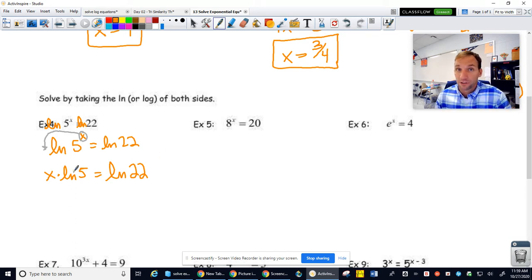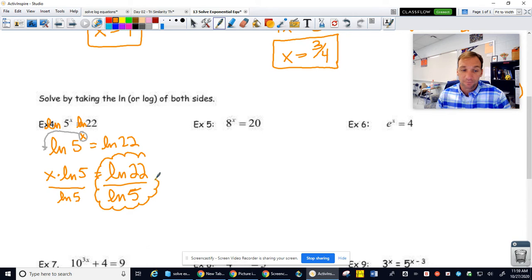So this just becomes a multiplication-division problem, right? This is x times natural log. So if I divide both sides by the natural log of 5 and put this into your calculator, that would give you the answer. In fact, let me do that for a second. Let me find where I put my calculator. There it is. So the natural log of 22 divided by the natural log of 5 is approximately 1.9206.